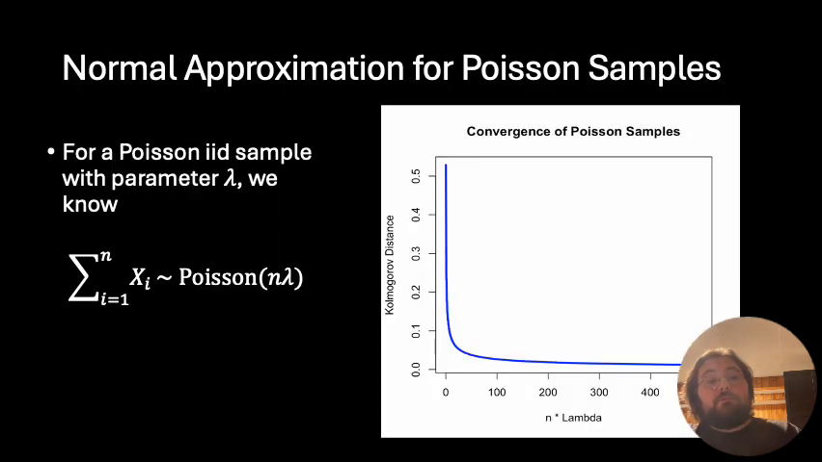So, working with Poisson data, here is a graph of the Kolmogorov distances between a Poisson normalized sample mean and the standard normal distribution. The x-axis of this graph is the rate parameter times the sample size. So, we see as lambda times n gets bigger, the Kolmogorov distance between the sample mean and the normal approximation approaches 0.